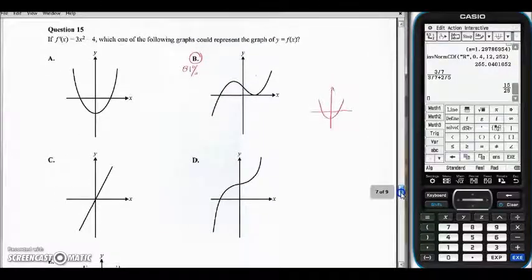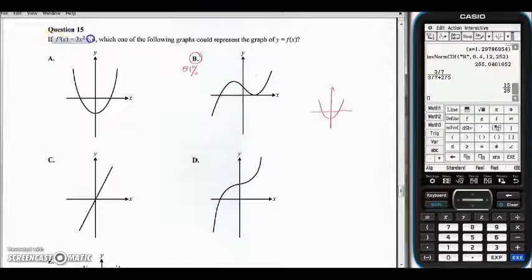Okay, question 15, the classic pick a graph question. So it's the reverse of 2011. In 2011 you had to find the graph of the derivative. This time we're given the graph of the derivative and we want to know what could the graph of f of x have been? So the answer was B. Most people got it right.